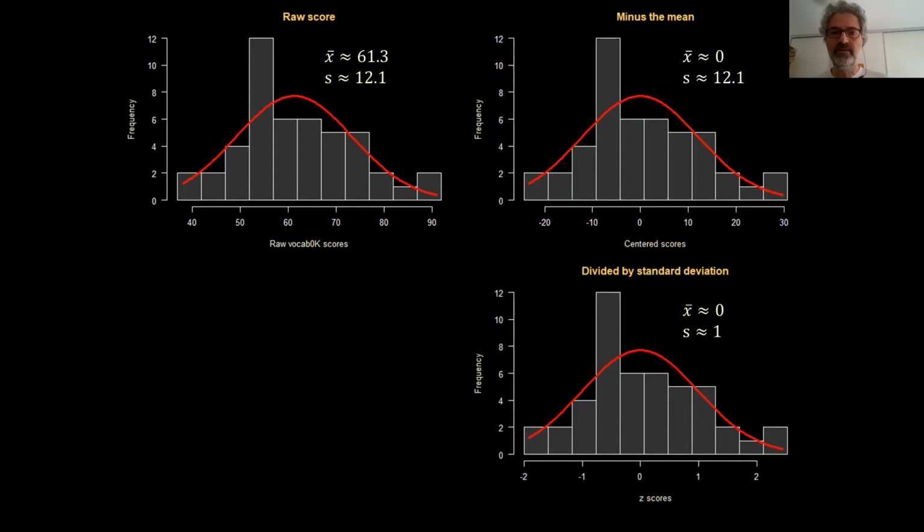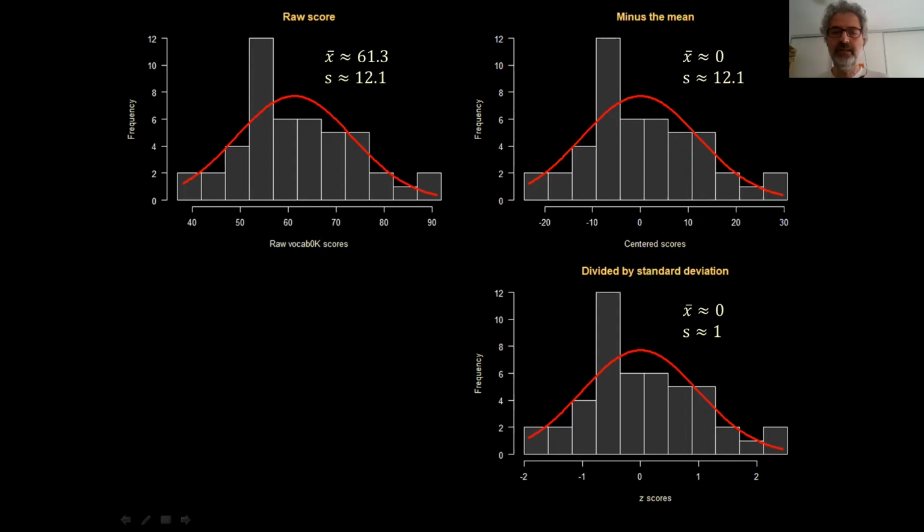What did change was the actual values of the numbers, so that a number that used to be 12 points above the mean, which was about 1 standard deviation above the mean, well, divided by 12.1 is now around 1. So being 12 points above the mean is now being 1 above the mean. 1 standard deviation above the mean. Indeed, the numbers here are interpretable as how many standard deviations above or below the mean the original value was. And that's what a standard score is.